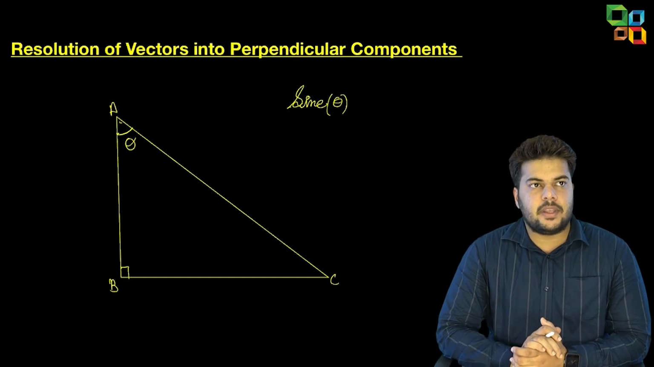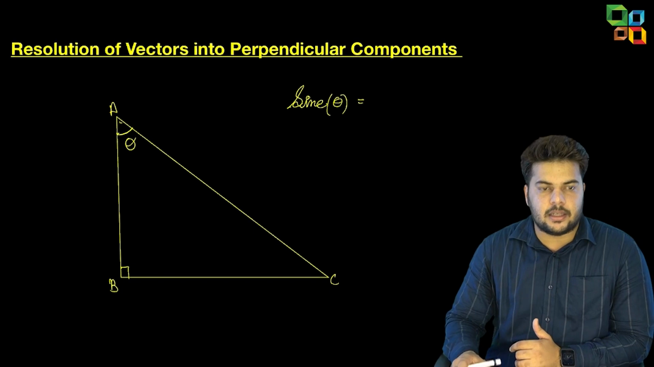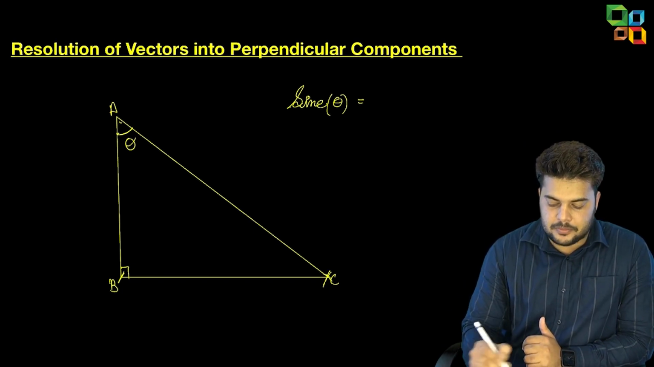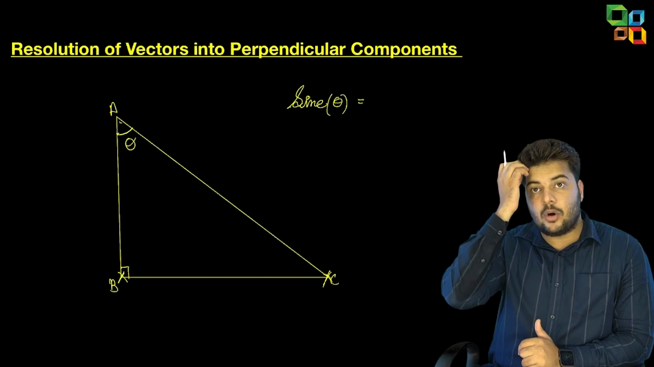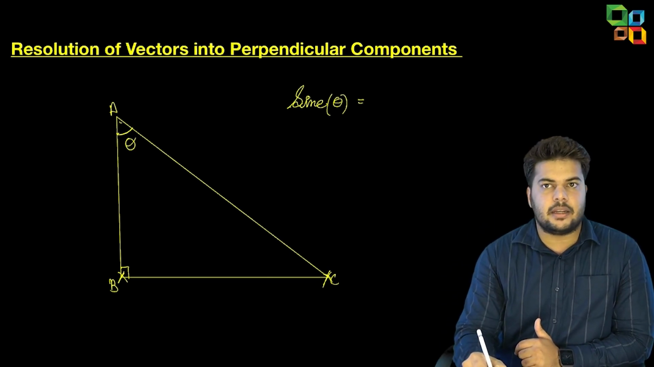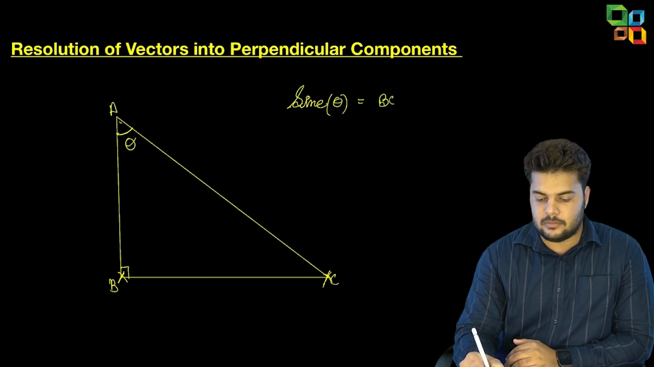Sine of the angle theta is defined as the opposite side to the angle theta. So you look at what side is opposite to the angle theta. The side that is opposite to angle theta is BC there. When I say side opposite to the angle theta, I mean the length of the side. So BC, the length of the side BC, divided by the hypotenuse length.